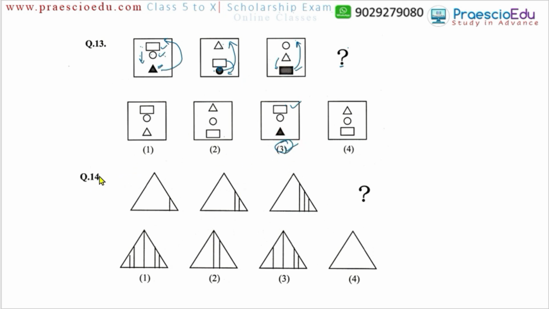Now question number 14. In a triangle, here is one vertical line. In the next one, 2. In the next one, 3. So, of course, to replace the question mark, there should be 4 vertical lines: 1, 2, 3 and 4. So option number 3 is the perfect match.